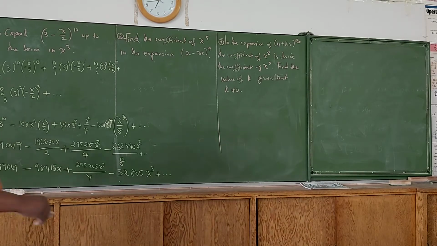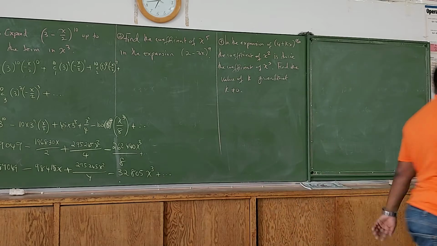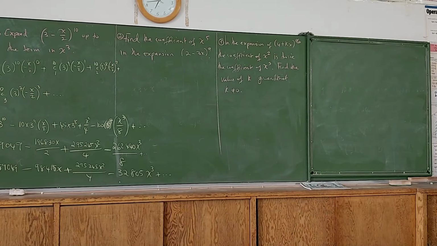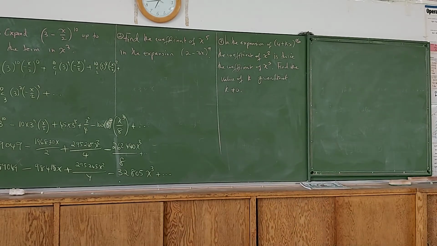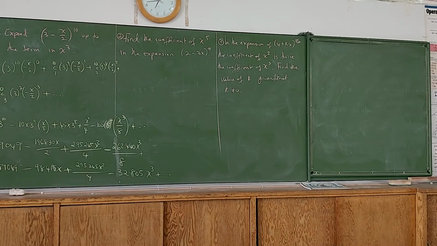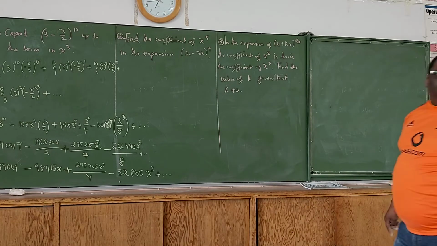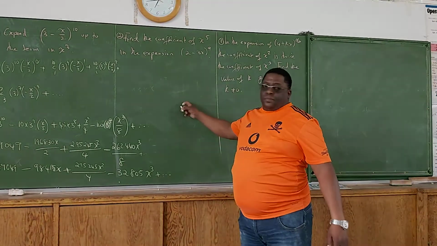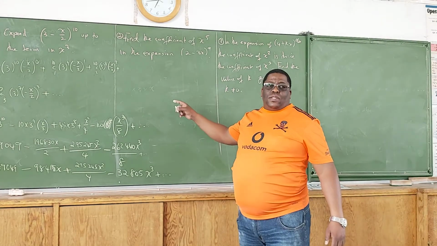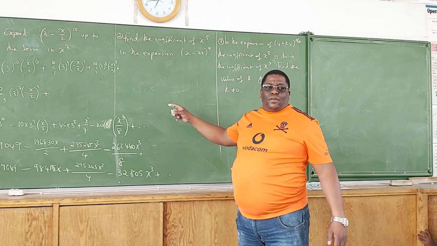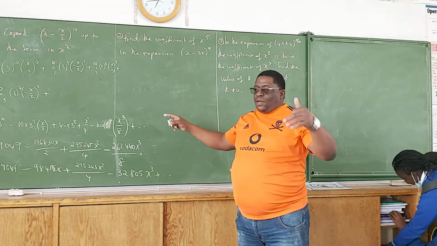I give you 2 more minutes for the second one. So, what are yours? Come and do it. What is your answer? 1.5? 3 over 2? 100% correct.